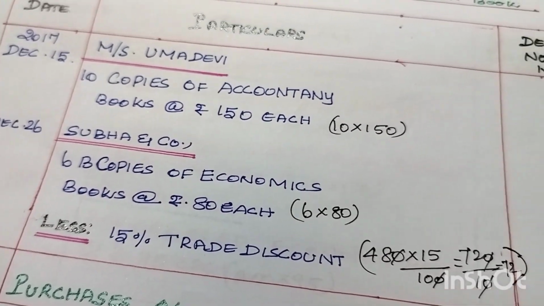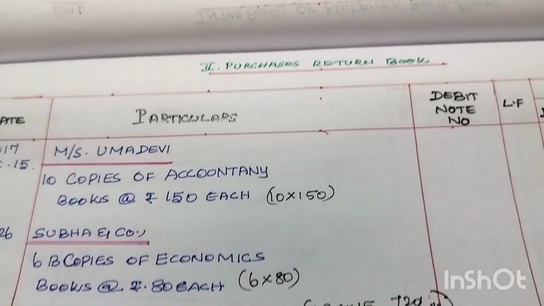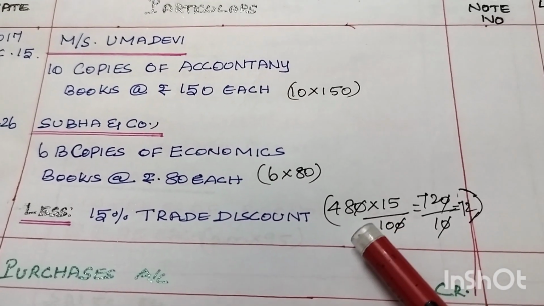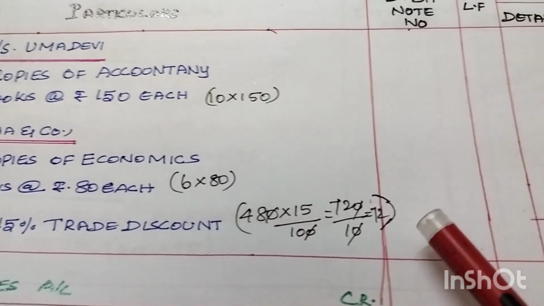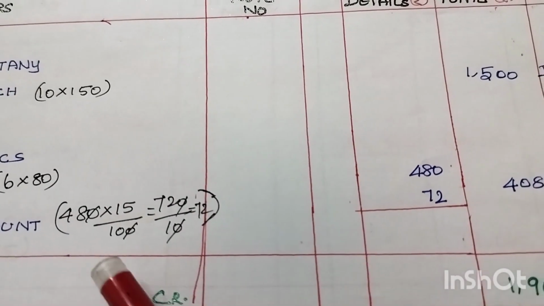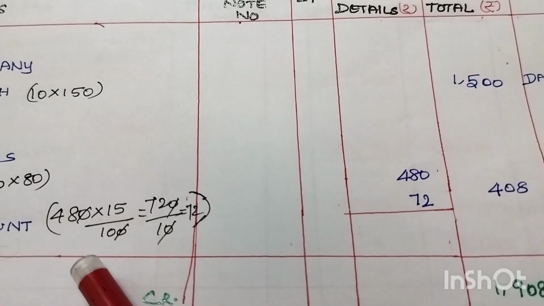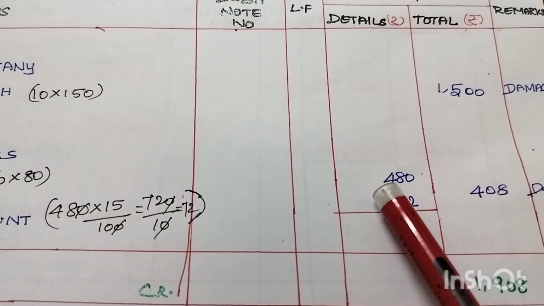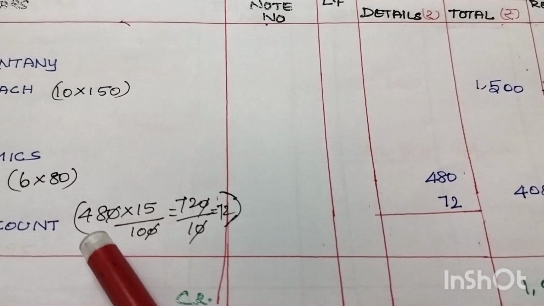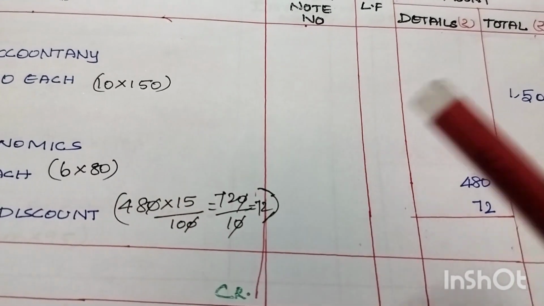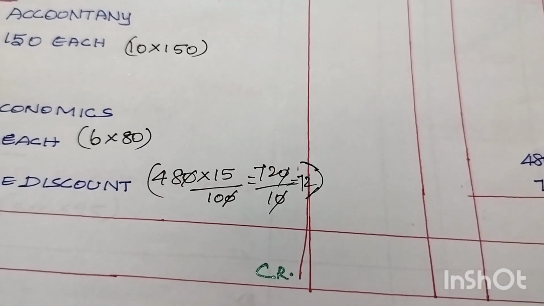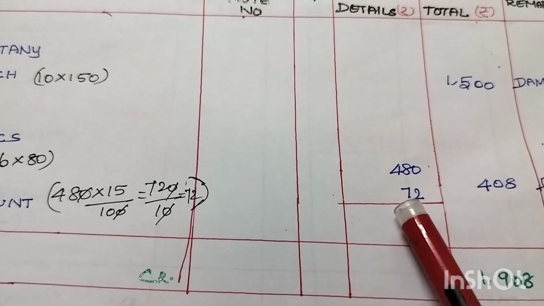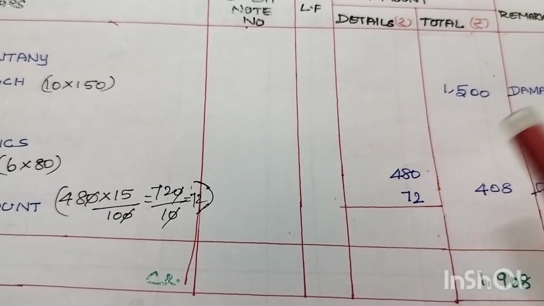Then you have the trade discount. How much rupees? 15% trade discount. Okay, so you have to find the trade discount from the total value 480, that is 15%. You will calculate 15% of the 480. You will get 72 rupees. This is the 15% trade discount for the 480 rupees.